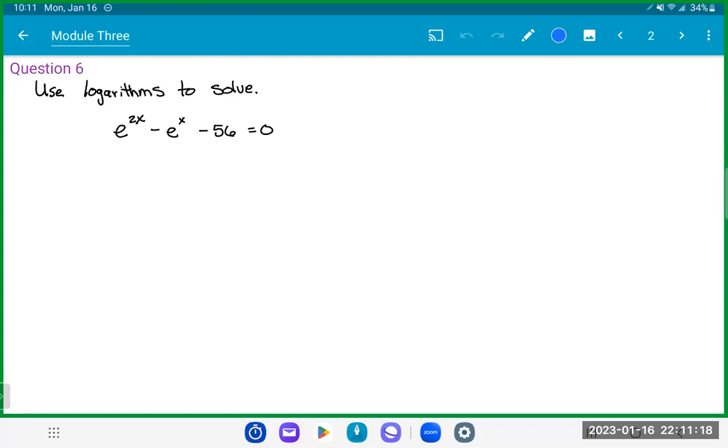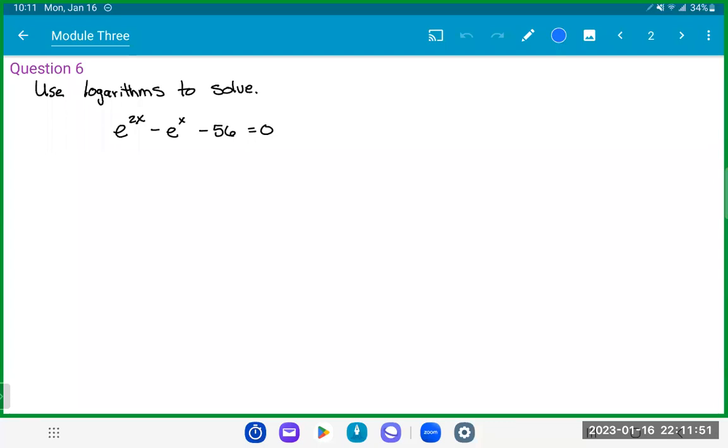For this video, we're going to look at question number 6 out of module number 3. In this problem, we're asked to use logarithms to solve this problem, right? And so really, we don't have to put too much worry into this because it has these e's and these x's in the exponent.